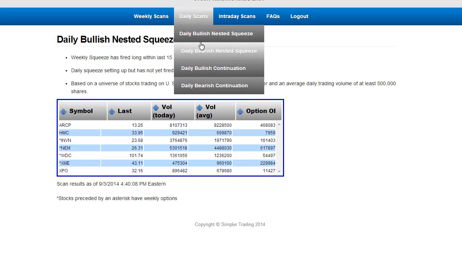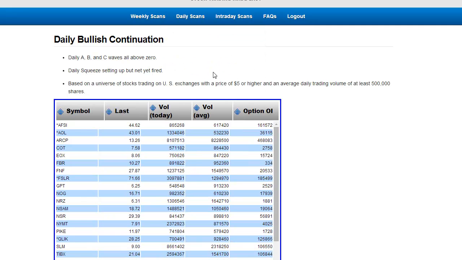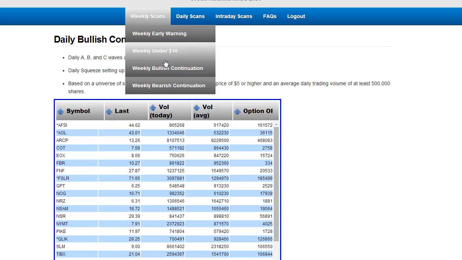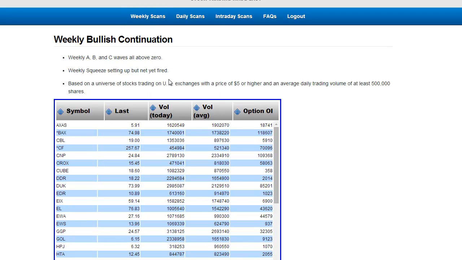And then bullish continuation. Those are nice because essentially you can look for something like, hey, all the A, B, and C waves are above zero and the daily squeeze is setting up but hasn't fired yet. If the weekly is involved, it's kind of like a turbo Porsche. If you go over to weekly scans, weekly bullish continuation, these are typically some of the best ones because you have the weekly ABC waves trading above zero, the weekly squeeze setting up, but it hasn't fired yet. Let's take a look at a couple of those.